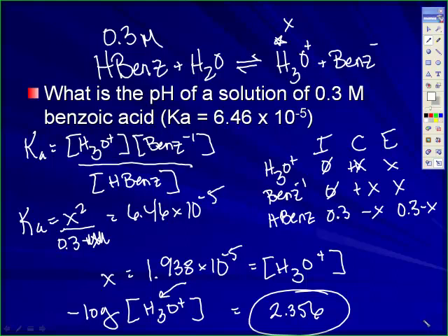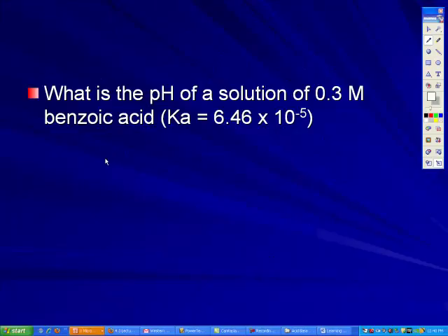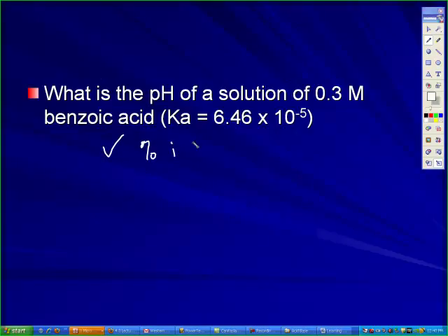So again, an acidic pH. Now the last step here is to find the percent ionization. So we'll say check percent I. Make sure it's less than 5.